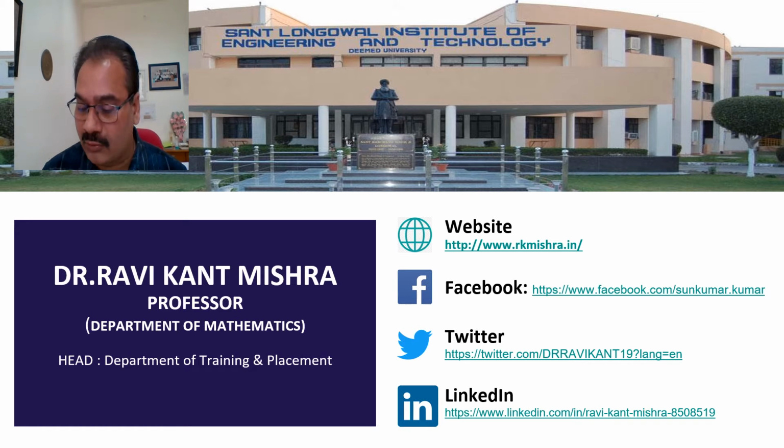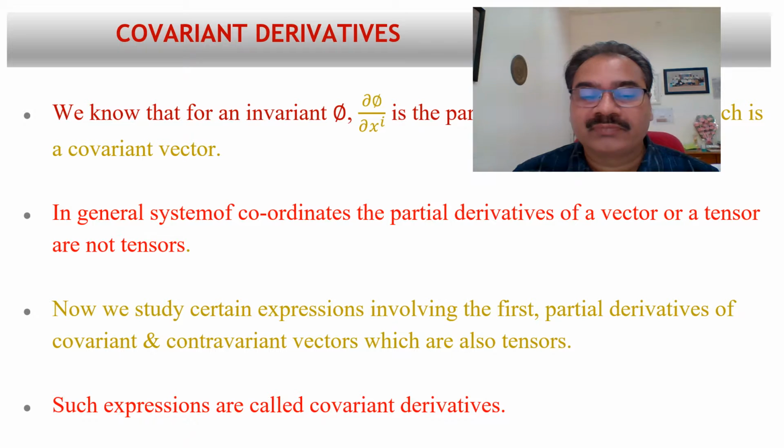Dear students, today we are going to discuss the covariant derivative. Let us look at what we mean by covariant derivative. We know that for an invariant phi, del phi over del xi is the partial derivative with respect to xi. It is clear, which is a covariant vector. It is also known that this is a covariant vector.